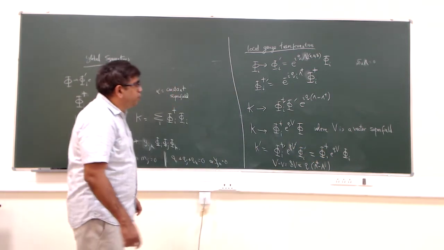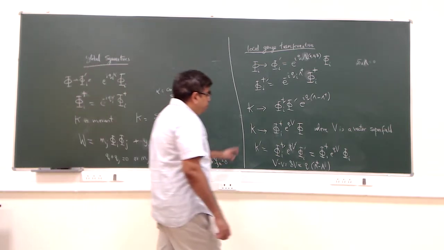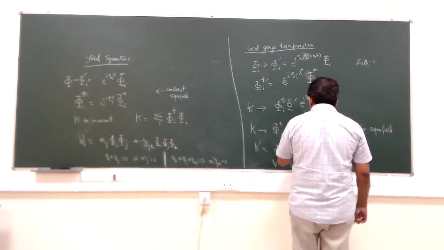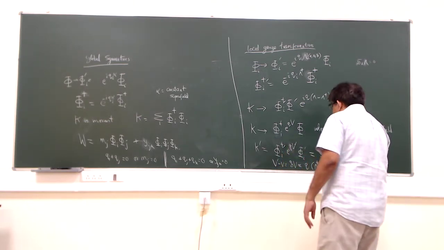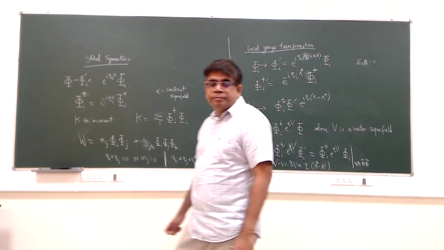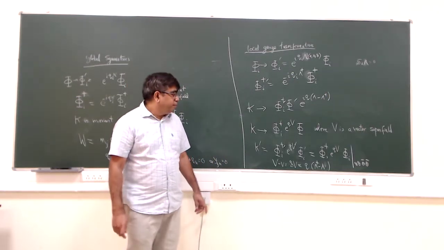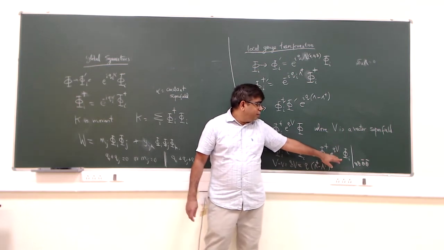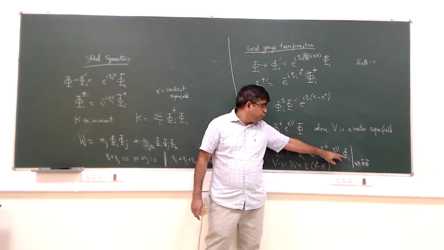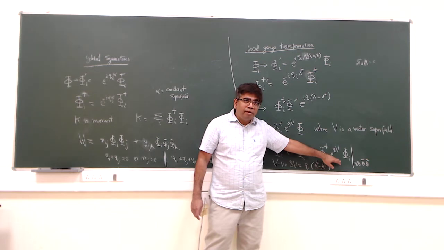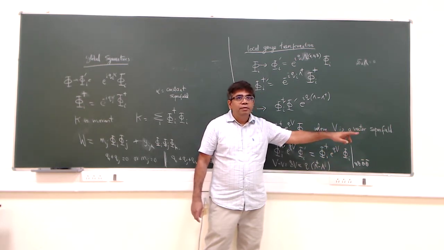So the Kahler potential gets modified to e to the power qV phi, and then again the theta theta theta bar theta bar component. That won't change. But then, e to the power qV, when you expand this, it has 1 plus qV. The 1 will give me phi dagger phi, so it has two terms. The second one will give me q phi dagger V phi term.